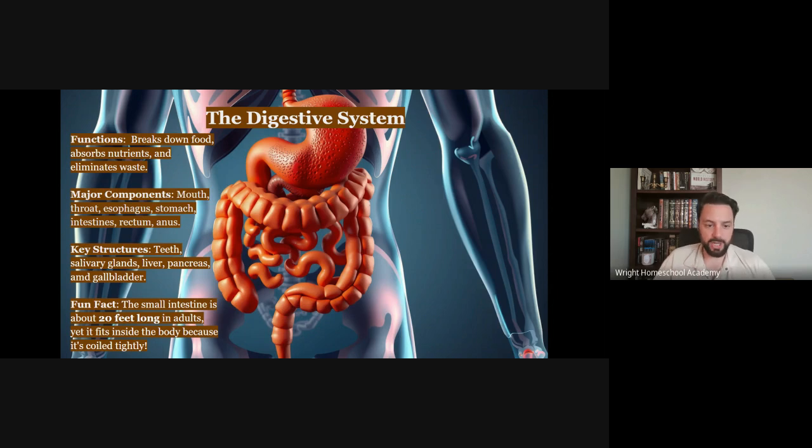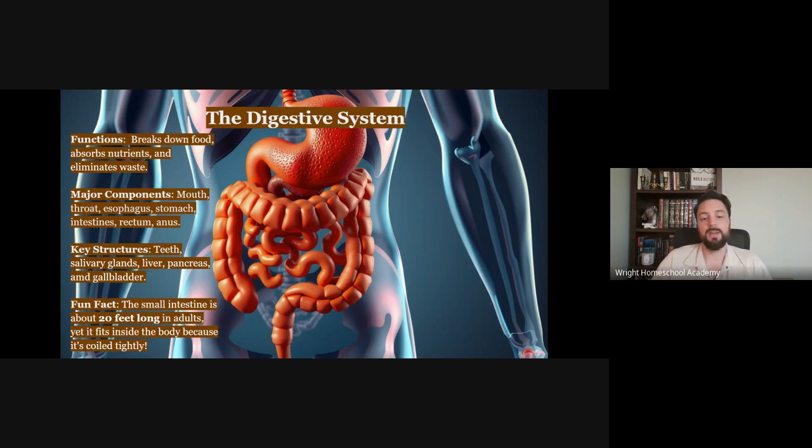Fun fact about your digestive system is that the small intestine is about 20 feet long in adults, yet it fits inside the body because it is coiled so tightly. So, in other words, the small intestine is not so small. In fact, the small intestine is larger than the large intestine. It's both heavier and longer.